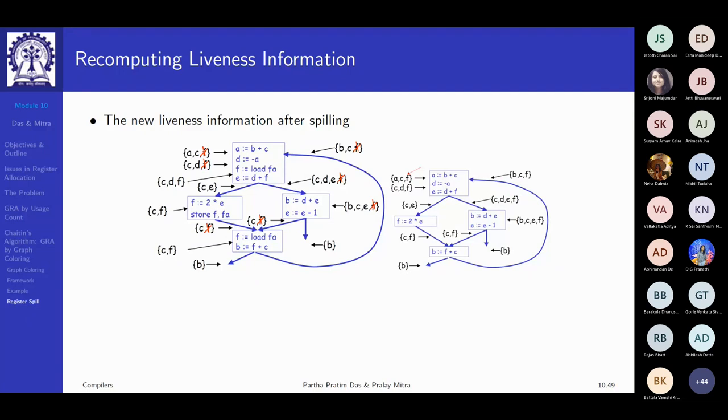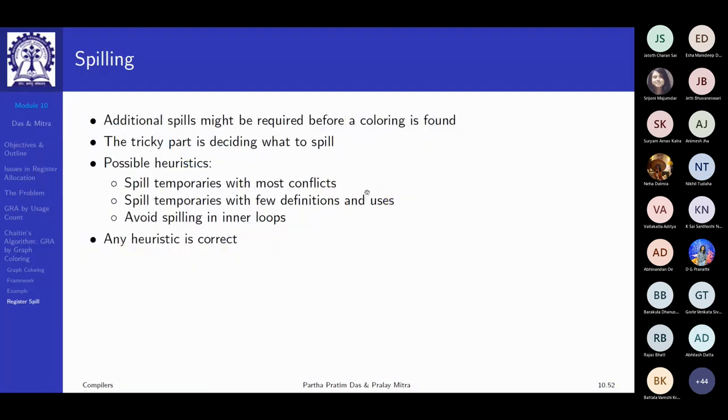So this is the second heuristic. The first is to get maximum benefit by reducing the maximum number of conflicts. The second heuristic is to think about how to minimize loads and stores by choosing variables with fewer definitions and uses. And certainly the last but the most important heuristic is we should not spill variables which are in the inner loop.